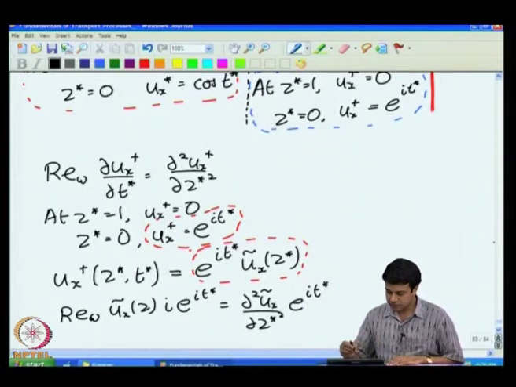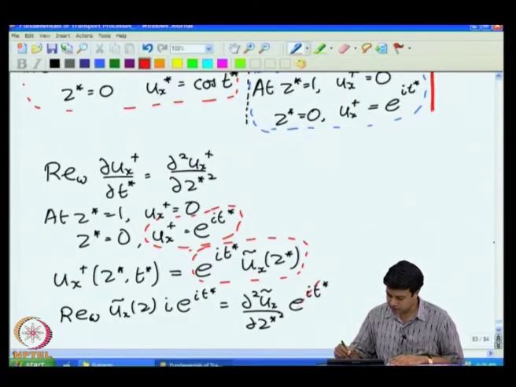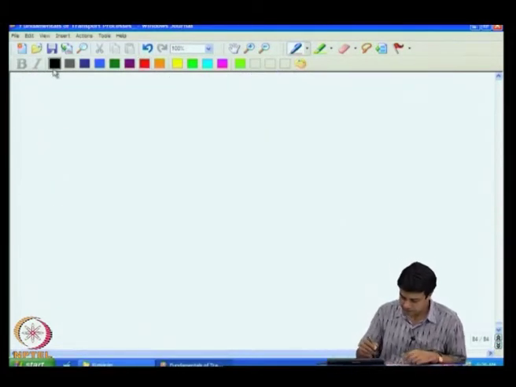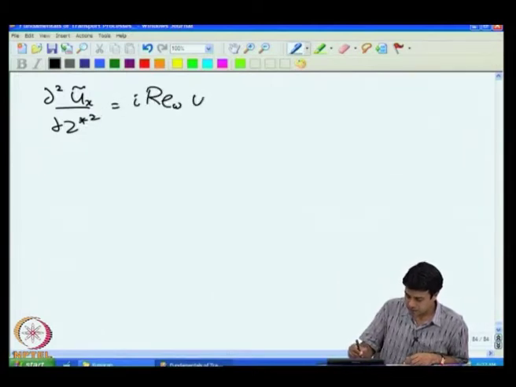So, that is what I get when I substitute this form of the solution into the governing equation. And now, of course, I can divide throughout by e power I t to get a final equation, which is d square u x by d z square is equal to I Re omega times u x.